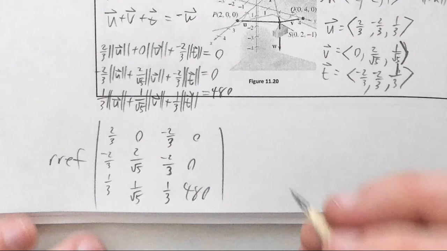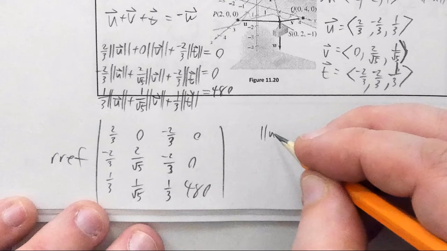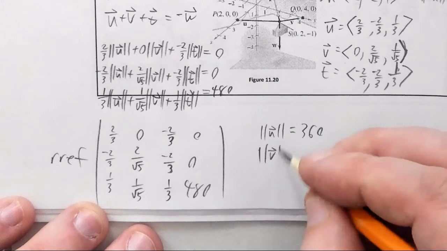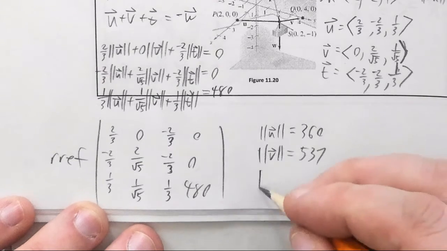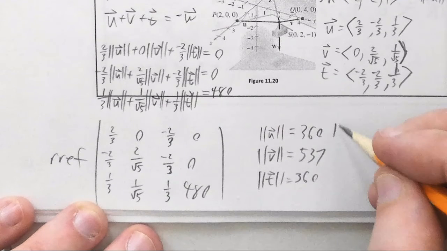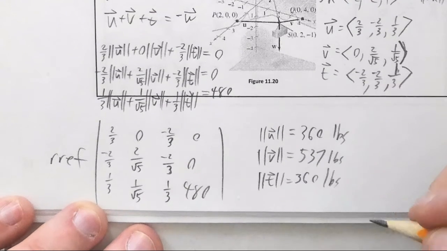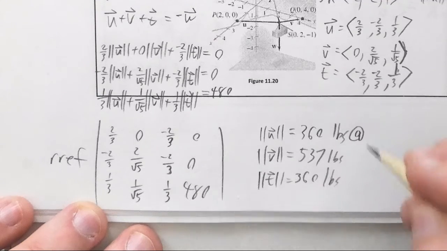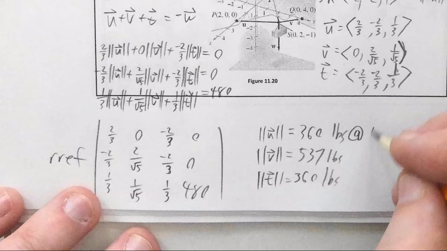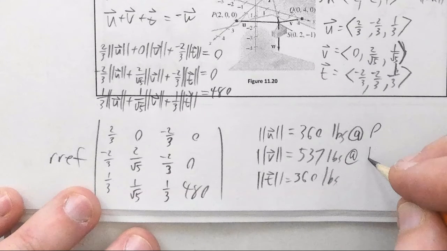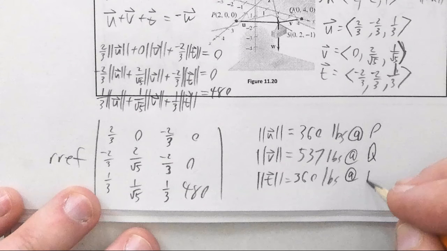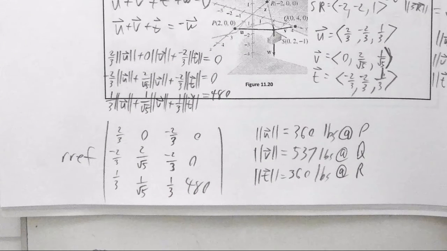Okay, let's look at the answers, and I'll explain that further, because it might be more clear once you see what the numbers are. What do you end up with for the magnitude of U? 360. For magnitude of V? 537. Magnitude of T? 360 again. Now each one of those are pounds of force, right? Now they're acting at individual points. This 360 pounds was acting at that point P. The 537 was at the point Q. And the 360 again was at the point R.